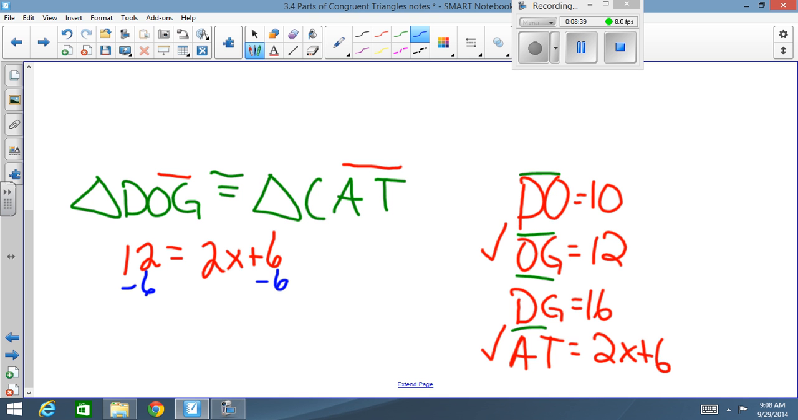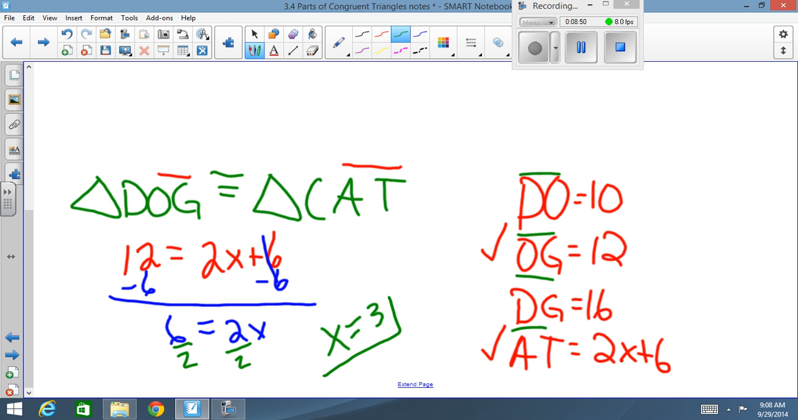So now this just becomes a quick little two-stepper. I got 2x equaling 6. Divide both sides by 2. And I got x equals 3. Okay, and I may be asked to plug something back in along the way.